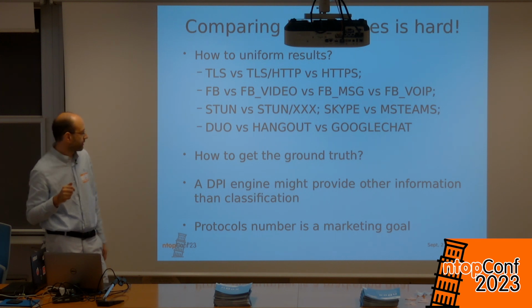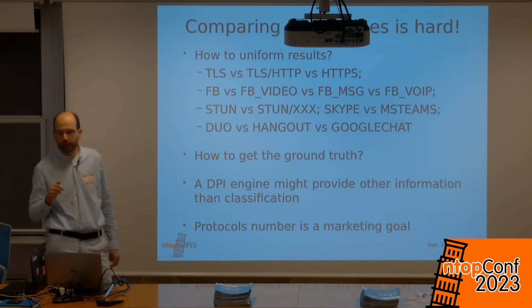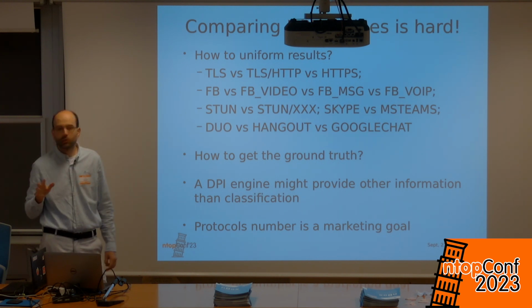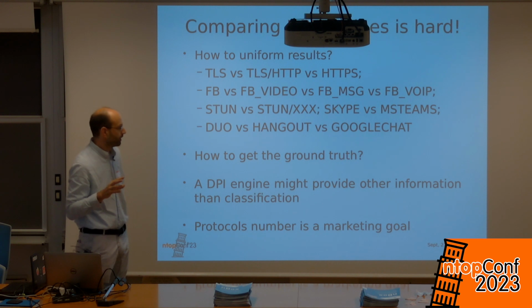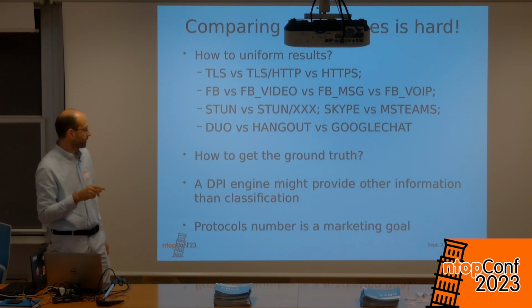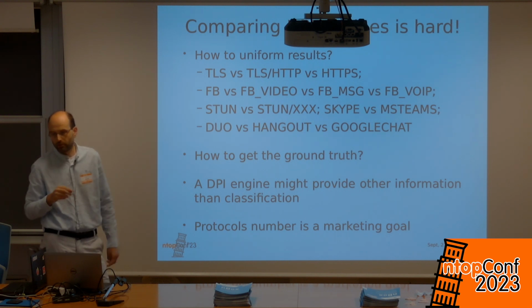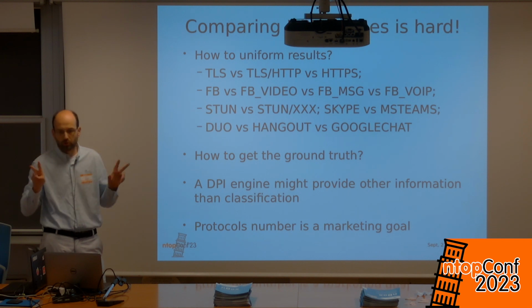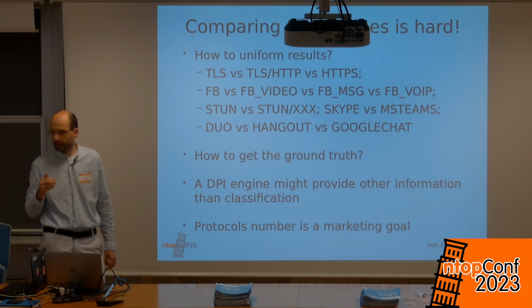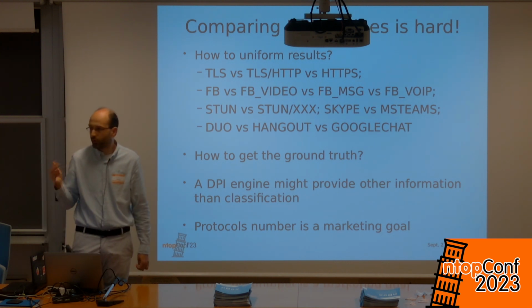nDPI is able to classify about 350 different protocols. Commercial engines give you something between 3,000 and 5,000 protocols. Why this big difference? There are a few reasons for that, but the key point is that this number is mainly a marketing slogan, because most of these protocols are really only sites. So it's quite easy to have thousands of different protocols when you start adding, for example, the 50 most important sites for every country where you have some customers.